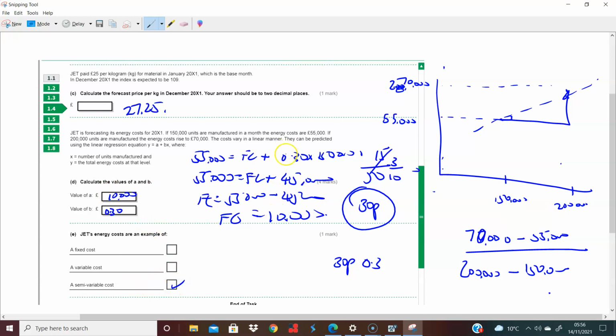You could have applied the same principle to the other point and said that 70,000 is equal to fixed costs plus 0.3 times 200,000. That is 60,000, and you would have found your fixed cost was still exactly 10,000. So the point here is that everything works along that line, that trend. Okay, great stuff.